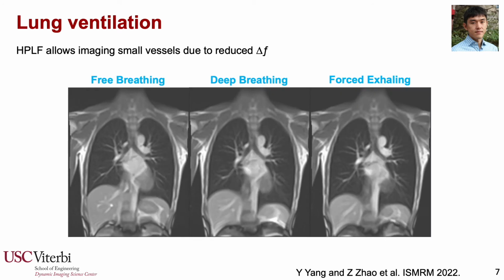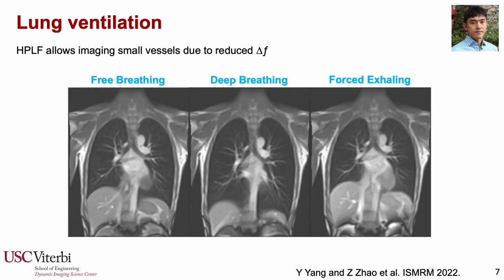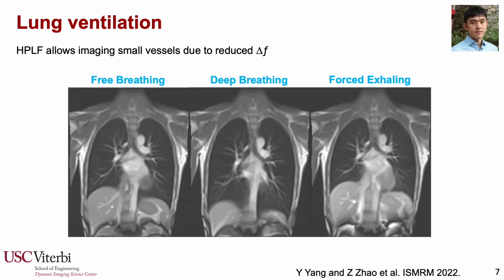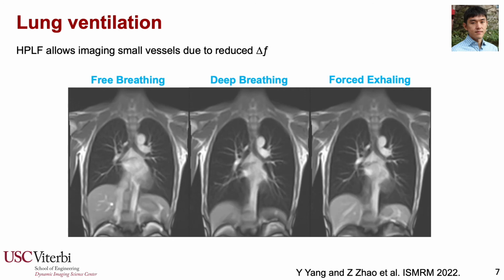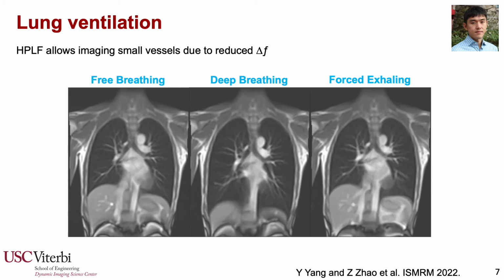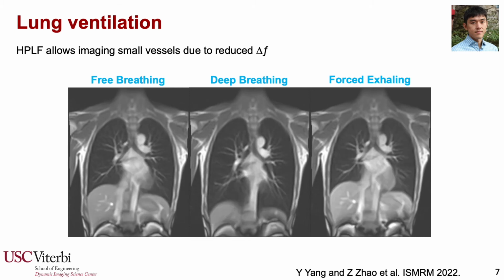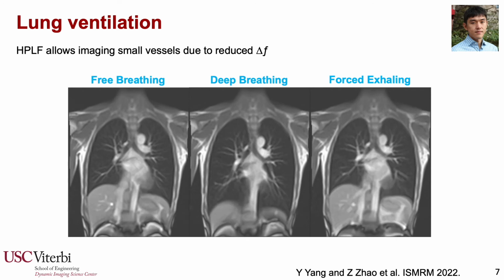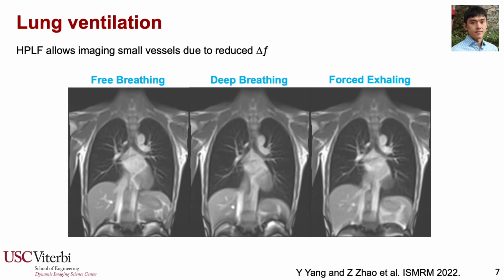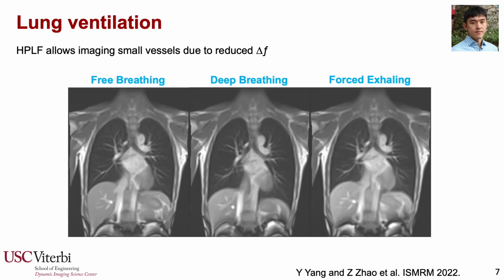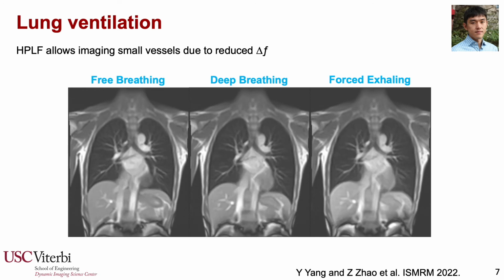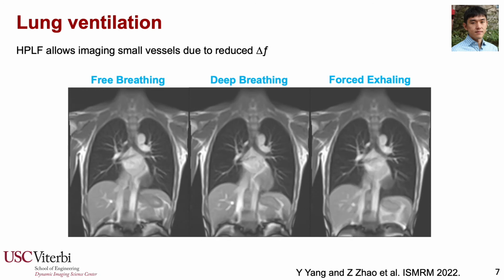Another imaging modality that is made possible by the reduced off-resonance is using real-time MRI for studying the lung. Greatly reducing the off-resonance artifacts allows us to image the lung in great detail, as shown in this series of images. We can see that the lung arteries are clearly depicted by the real-time sequences.